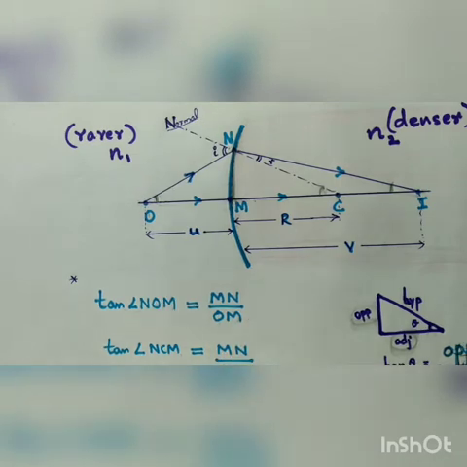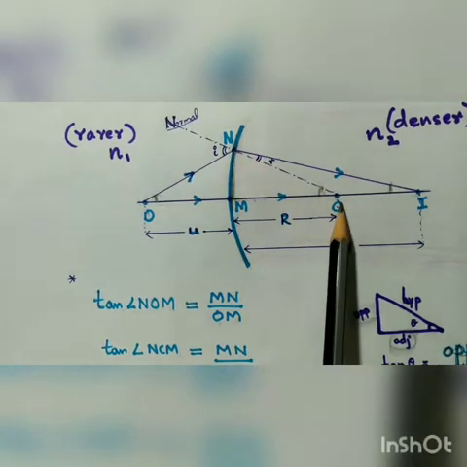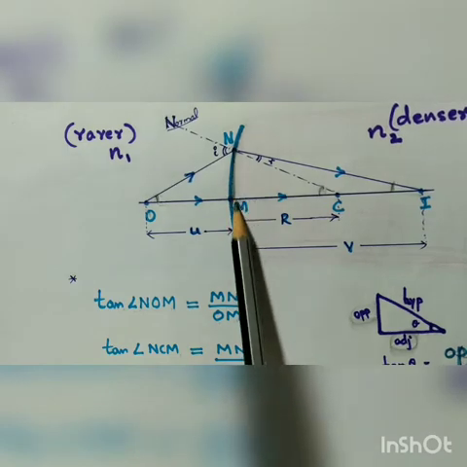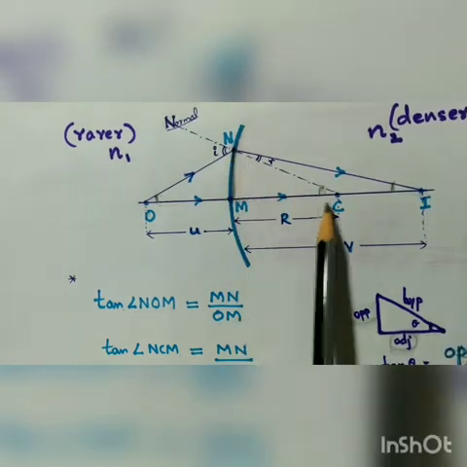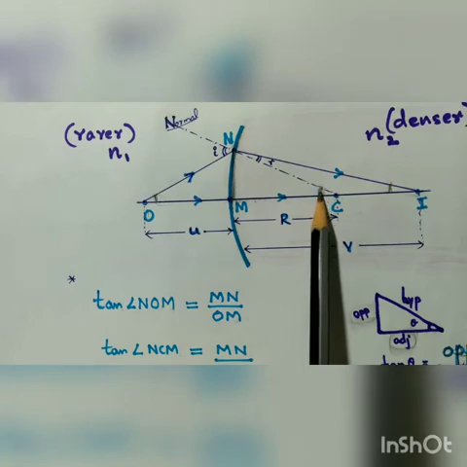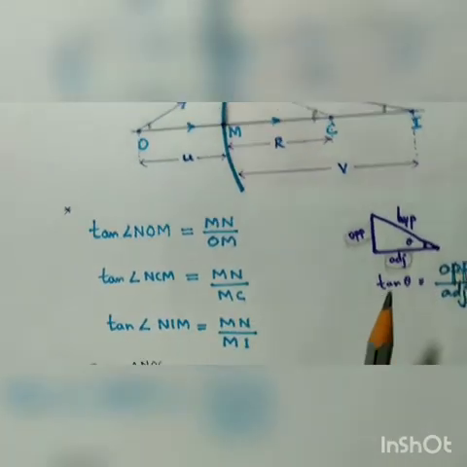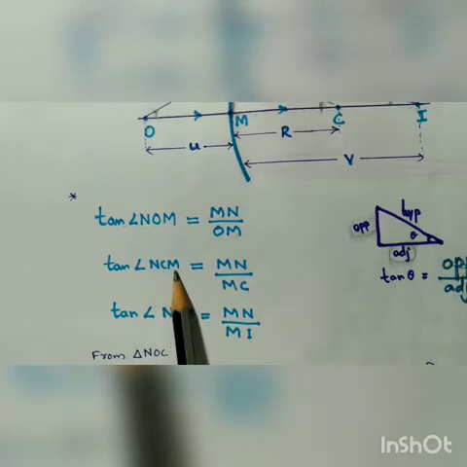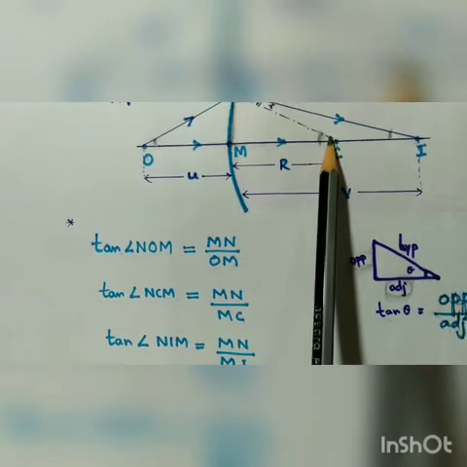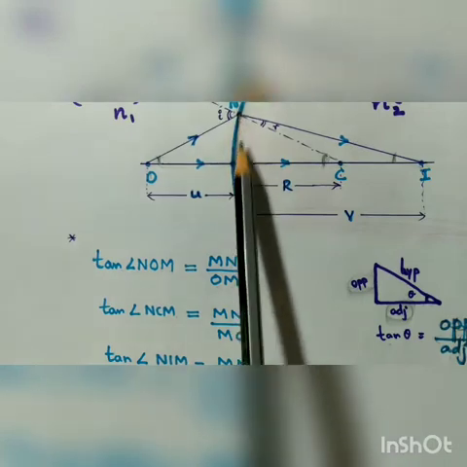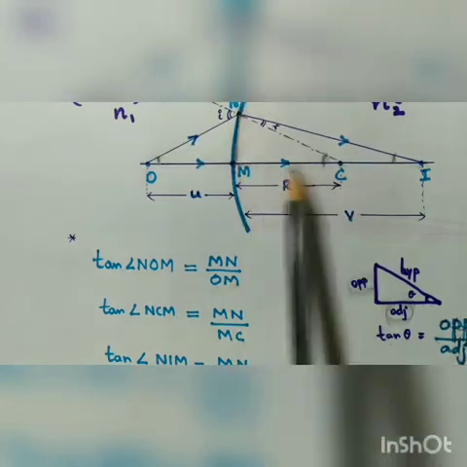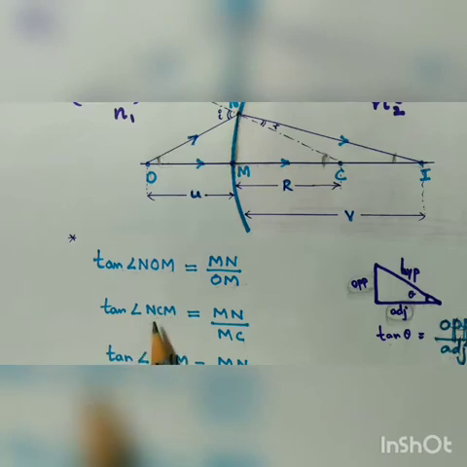Now look very closely at another triangle, triangle NCM. This is a triangle, and observe this angle. What is the tan of this angle? Which is the opposite side? This one. Adjacent side, this one. So tan angle NCM is equal to the opposite side MN by the adjacent side MC. So tan angle NCM is equal to MN by MC.